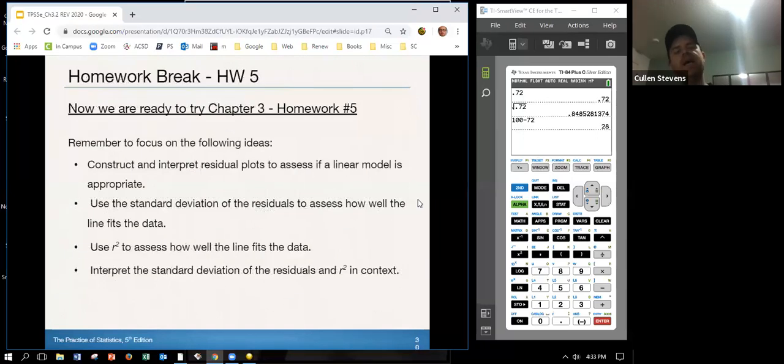So this is a good time to take a break and stop and work on homework number 5. In homework number 5, we're really working to construct and interpret residual plots to assess if a linear model is appropriate. Thinking a lot about doing that on our calculators. Using the standard deviation of the residuals to assess how well the line fits the data. And then using R squared to assess how well the line fits the data. And then interpreting the standard deviation of the residuals, that's S, and R squared in context. So if you're stopping to do your homework here, look at the video, see where we stopped, and then come back and join us.